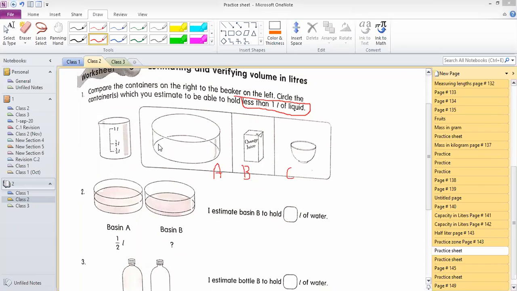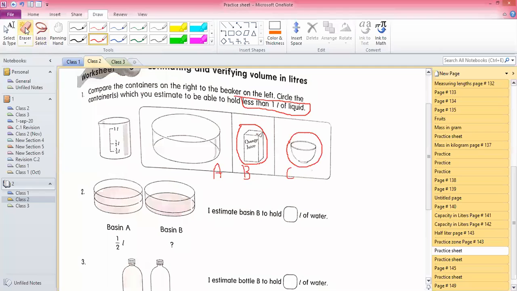Yes, Arsh. Tell me which container, A, B, or C, you think has the capacity to hold less than 1 liter of liquid. B. That's very good. All right, guys, I have received your answers in the chat box as well. So the answer is C and also B.